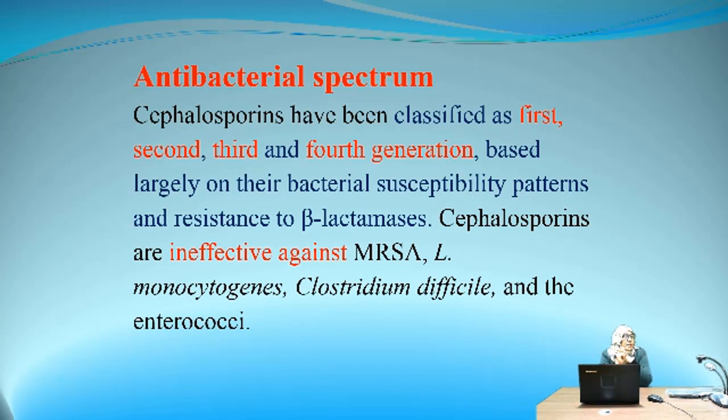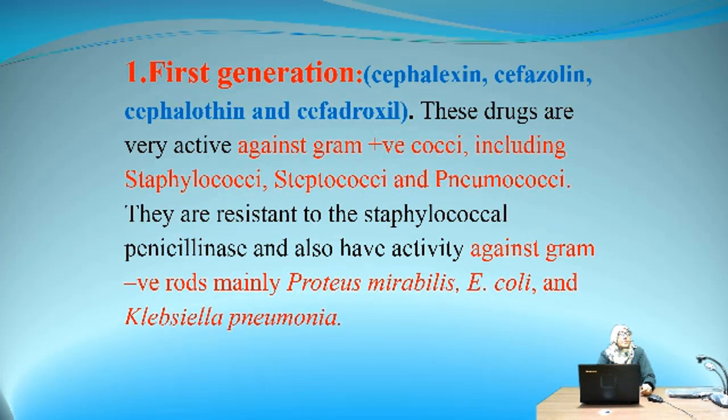Cephalosporins are ineffective against methicillin-resistant Staph aureus, also Listeria monocytogenes, Clostridium difficile, and the enterococci. Here we are talking about the first generation of cephalosporins, which involve cephalexin, cefazolin, cephalothin, and cefadroxil.